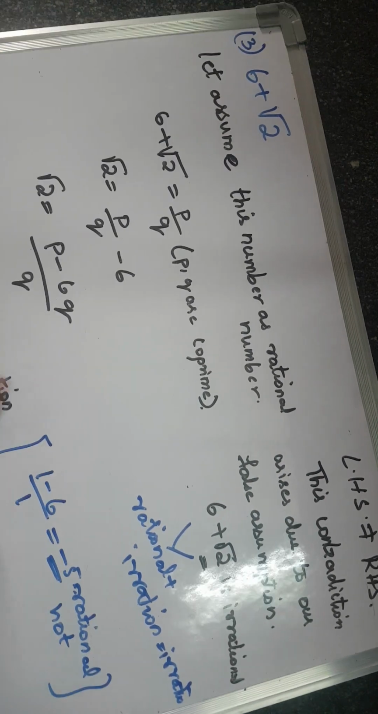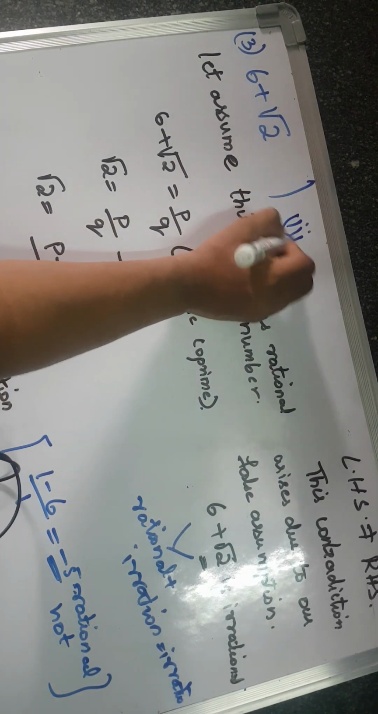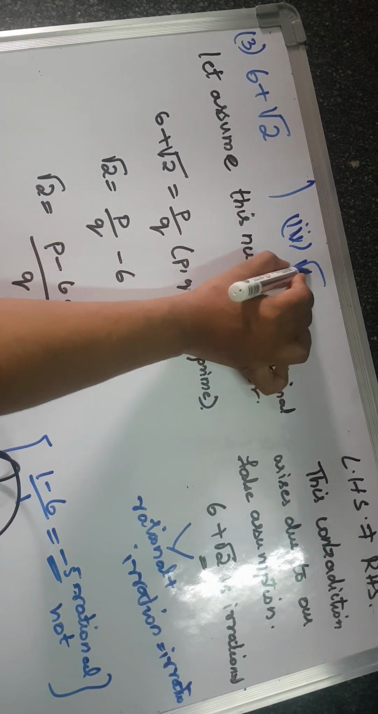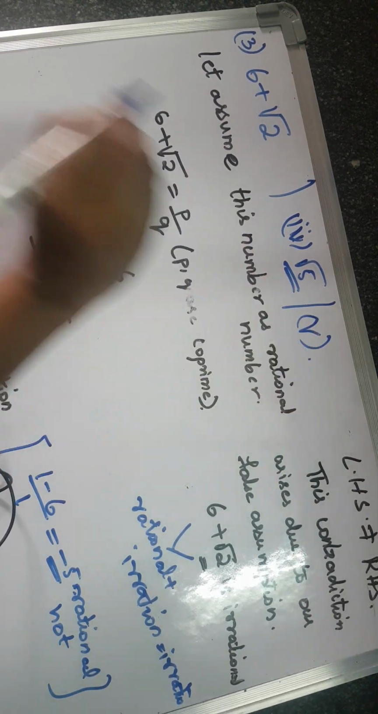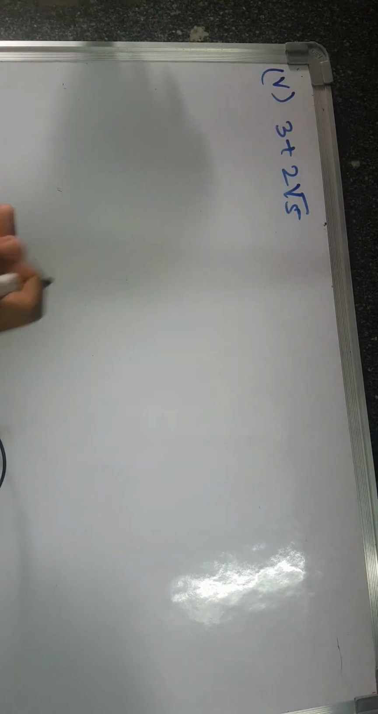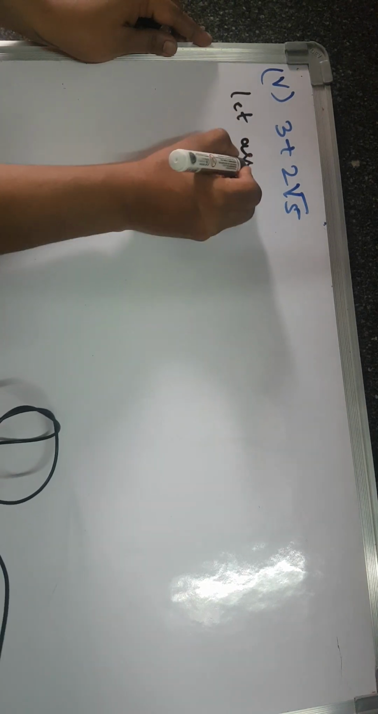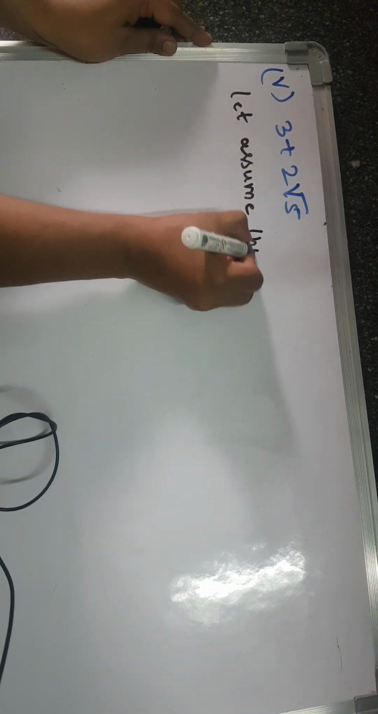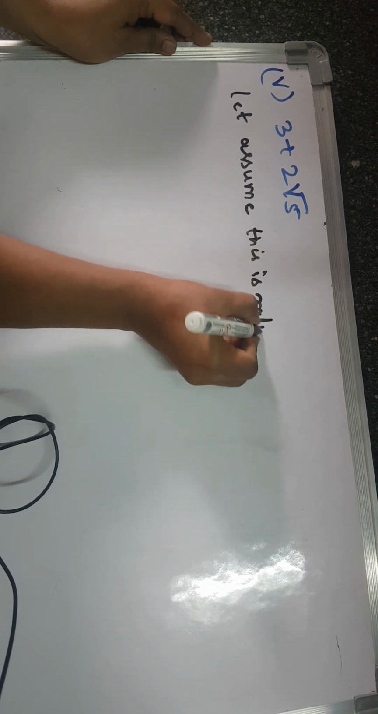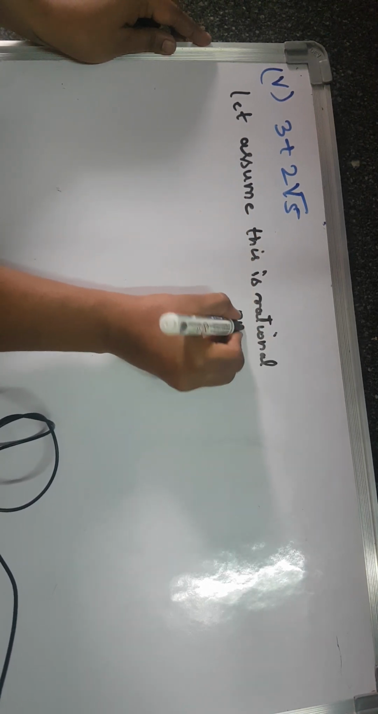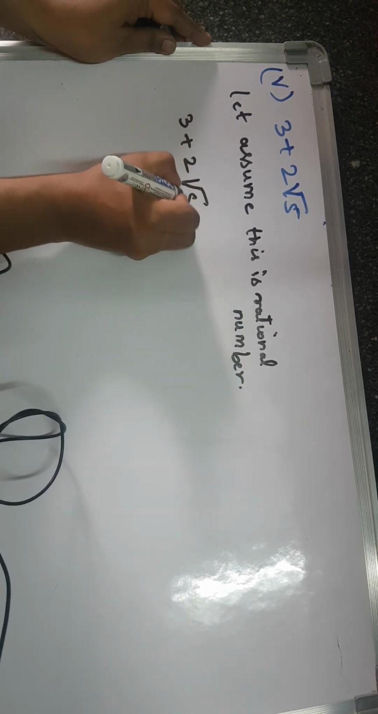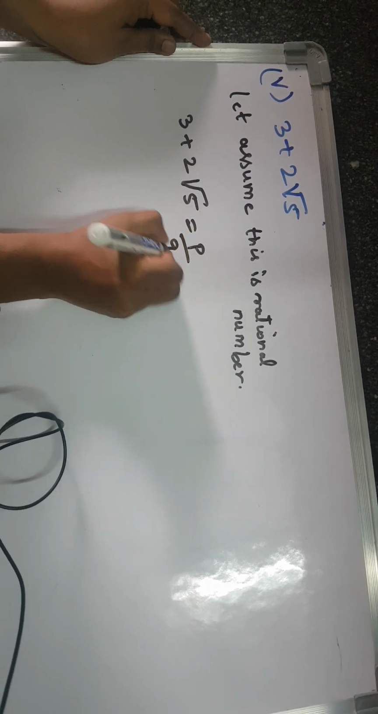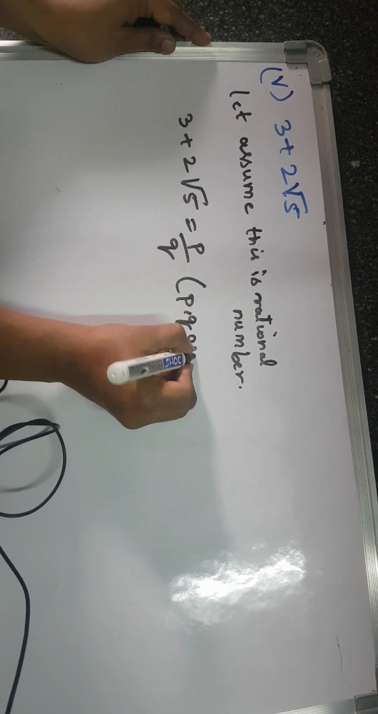Fourth question, which is the value of root 5, you have to prove and comment me the answer. I'll explain the fifth question. Let us continue with the fifth question. Let us assume this is a rational number, and equate this to p by q, where p, q are co-primes.